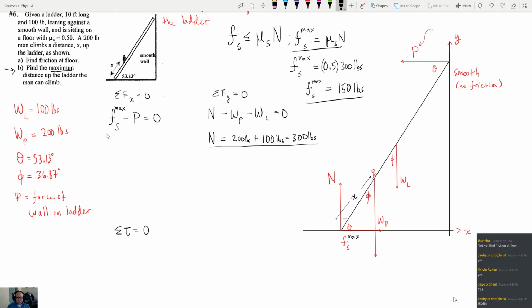And then we can plug that into this equation, right? We know from this equation that Fs max is equal to P, and that means that P has to then also be 150 pounds. Okay? Now we weren't asked to find this, but it might be useful for what we do next. Alrighty. So one thing left to do, find the maximum distance up the ladder the man can climb.